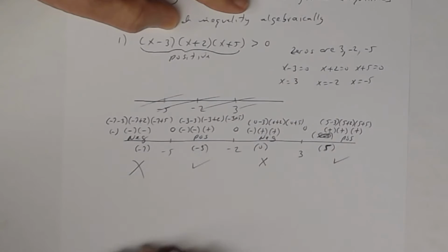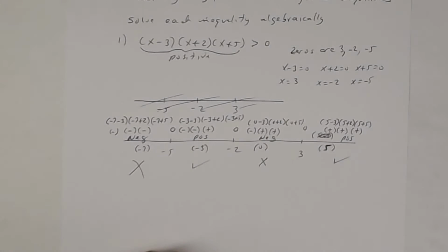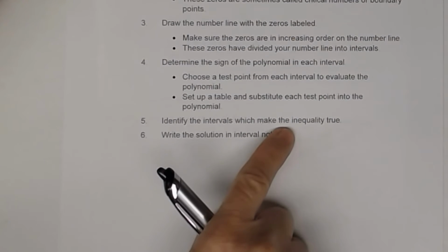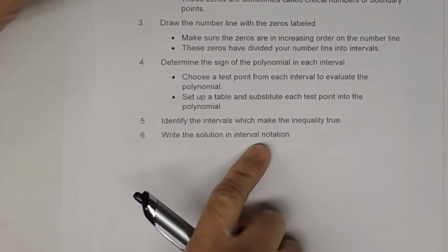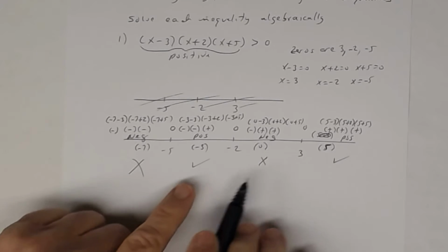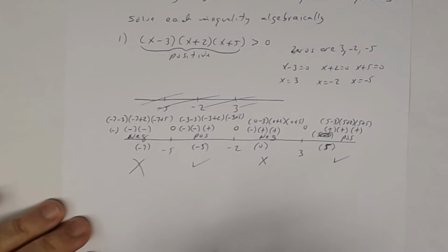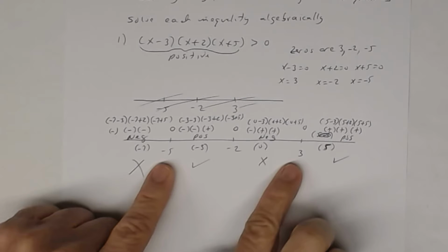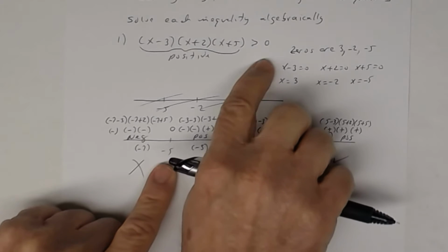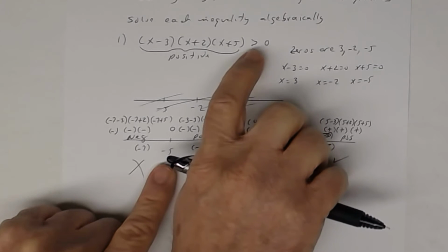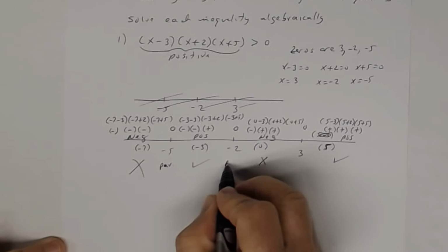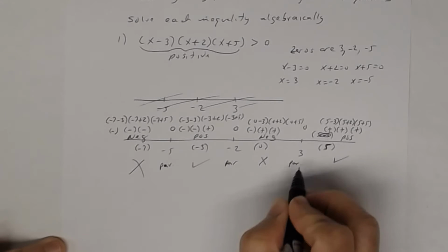So once you get to that point, you're almost done. The next step is to identify which intervals make the inequality a true statement, and then you write your solution in interval notation. One thing you have to remember is that on these zeros, you're either going to use parentheses or brackets. Since this is a strict inequality, there's no equal sign, you're going to use parentheses on all of those zeros.